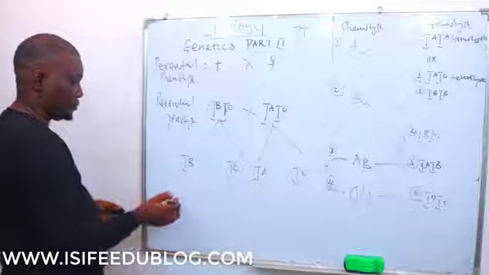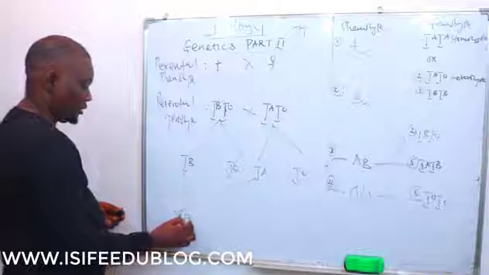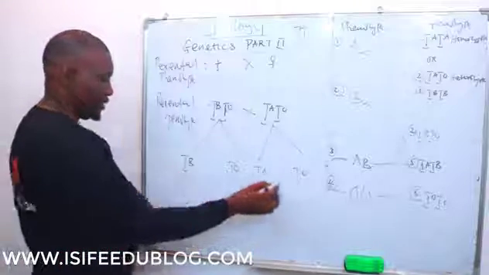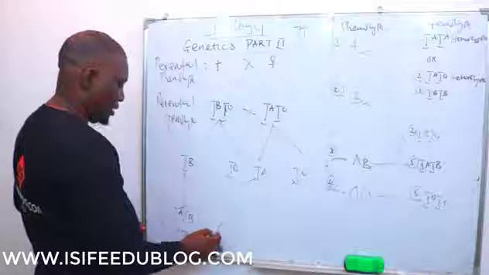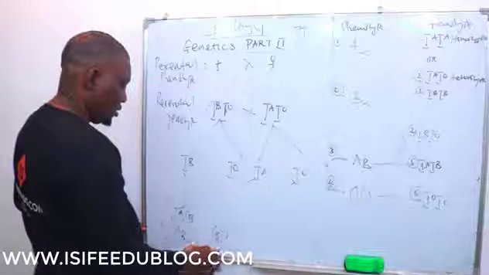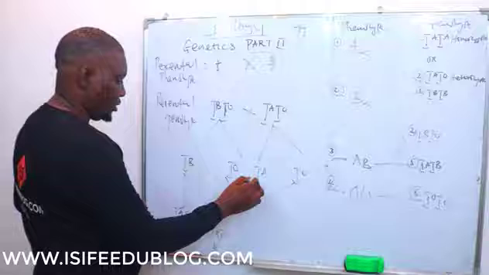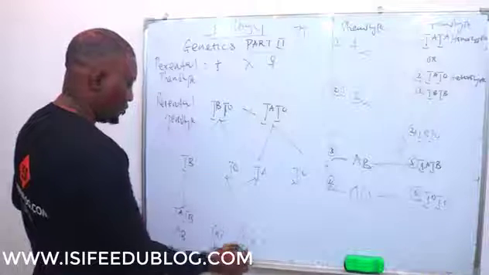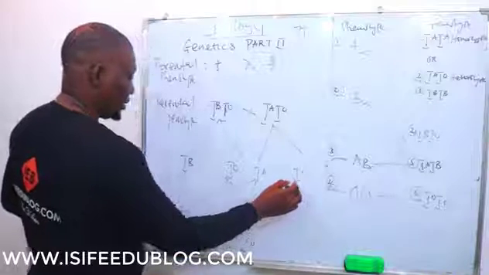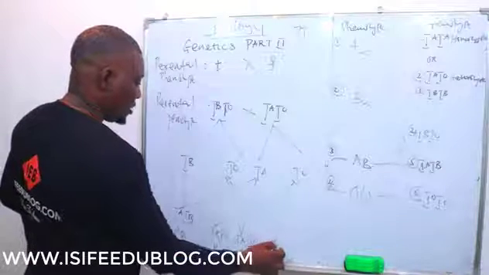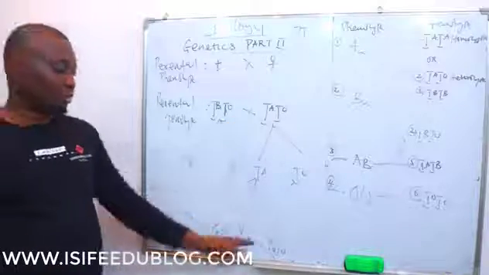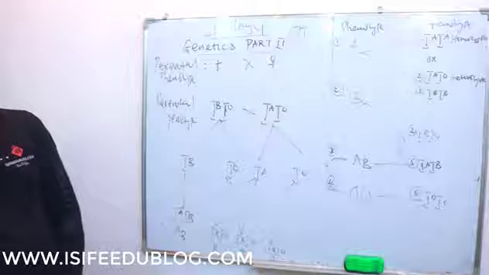IAIB, first comes IAIB. This is an AB child. But then again, we have this with this. We have IBIO. This is a B child. We have this. We have IAIO. This is an A child. We have IOIO. This is an O child. So it is possible for this couple to produce an O child. It's possible, but it cannot be possible if both parents are homozygote.